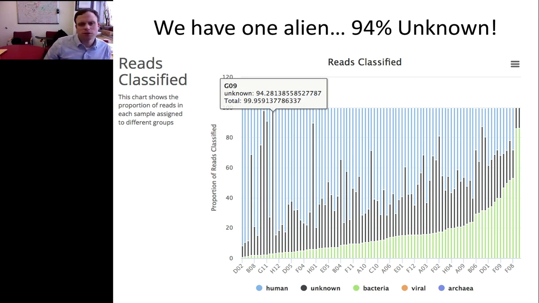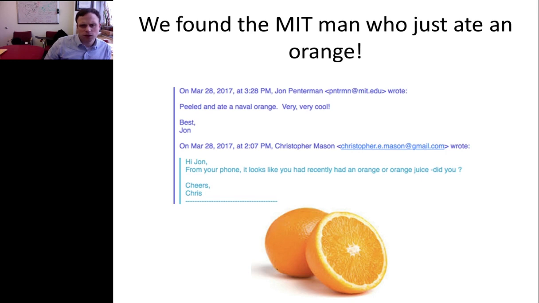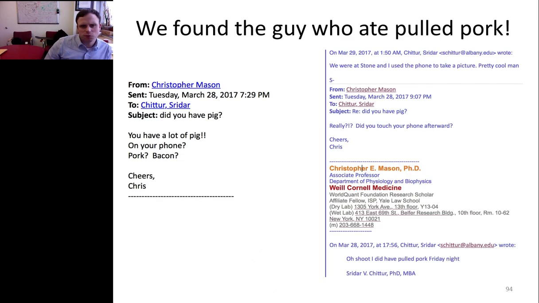But we did see other interesting trends. For example, across food and pets, we saw some things pop up from people and then wanted to say, well, is that really what it's matching? And so we asked this person if he'd eaten an orange, and he said it's okay to reveal his name. He said, yes, indeed, I just peeled and ate an orange before he gave us his phone. One person looked as if he'd had maybe pork or bacon, and indeed this is a guy who had just used the phone to take a picture of a pulled pork sandwich he ate the night before that was still apparently on his phone.